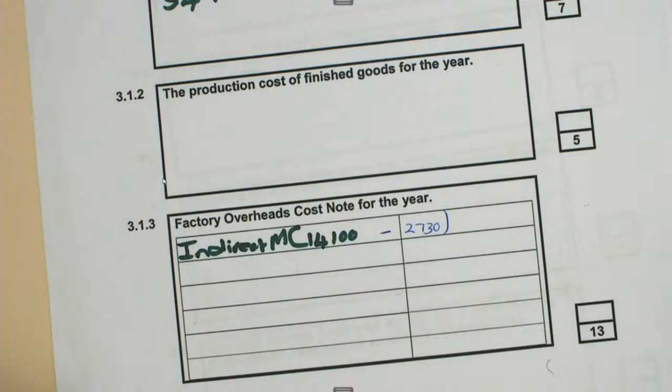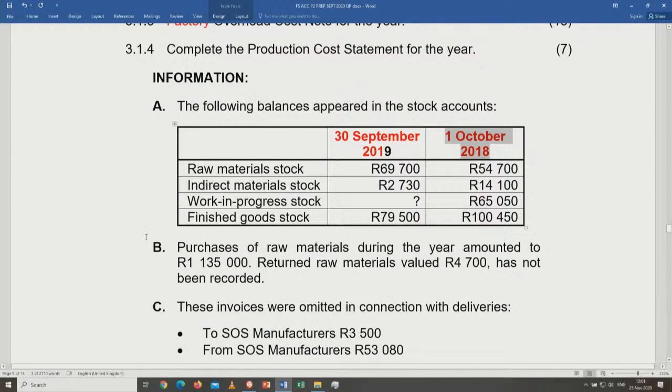Okay, let's go back to our question paper again. Once again, I've now read raw material stock. I've recorded my information. I've read indirect material stock. I've recorded my information, right? Now, work in progress stock. That opening balance, where do I need that? I need that on the production cost statement. But you can only know these things if you know your formats. I cannot stress how important it is. Let's take that 65,050 to my production cost statement, right?